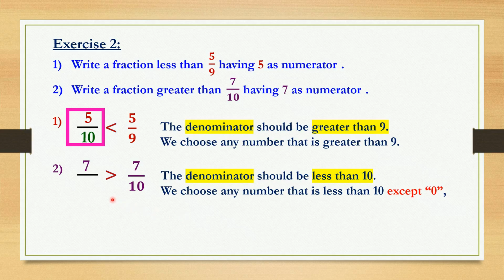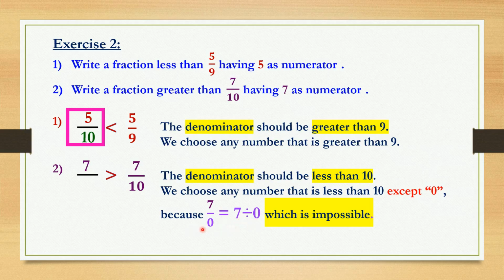Why? Because actually the over is the same as divided by. 7 over 10 is the same as 7 divided by 10. 7 over 0 is the same as 7 divided by 0. And of course we learned that we cannot divide by 0. The divisor cannot be 0. It's impossible. But the dividend can be 0.